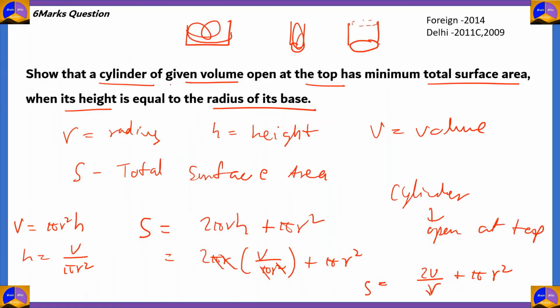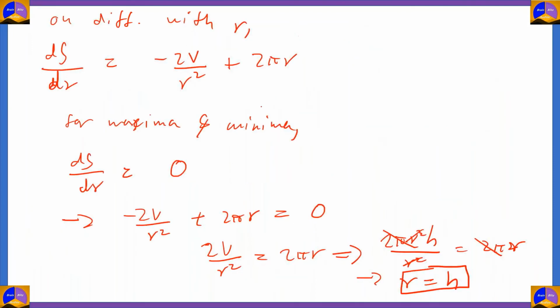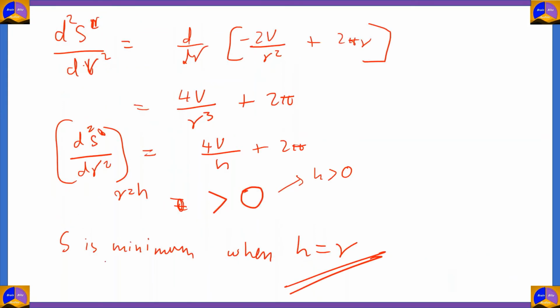So we were asked to prove that a cylinder open at the top of a given volume has minimum total surface area when height is equal to the radius. So we first proved that the height was equal to the radius, and then we proved that S is minimum. So that is the end of the question.